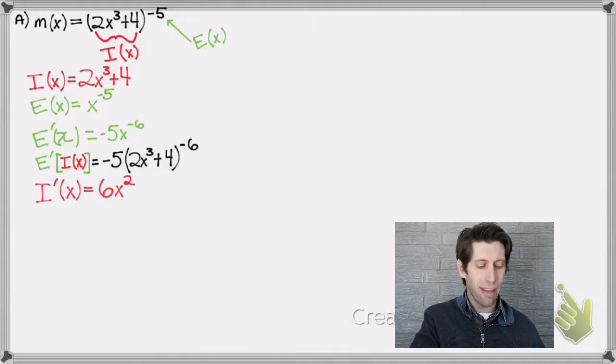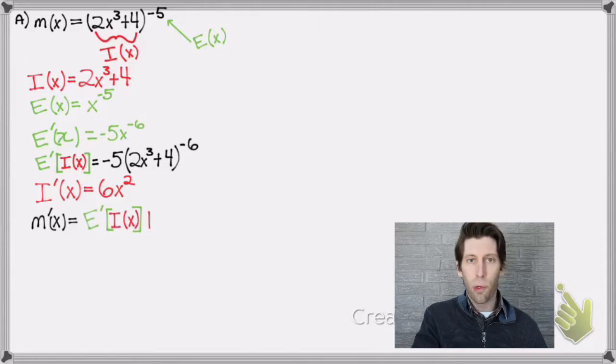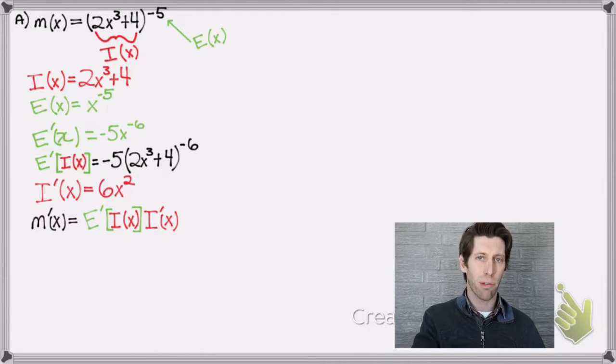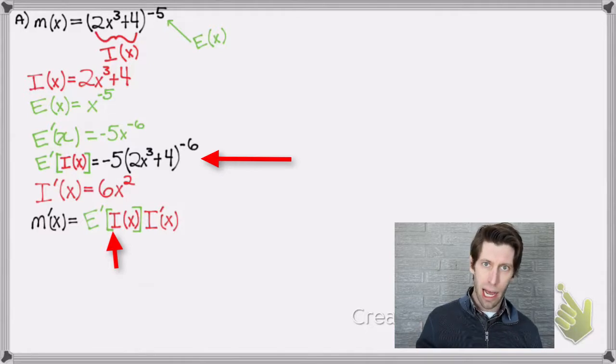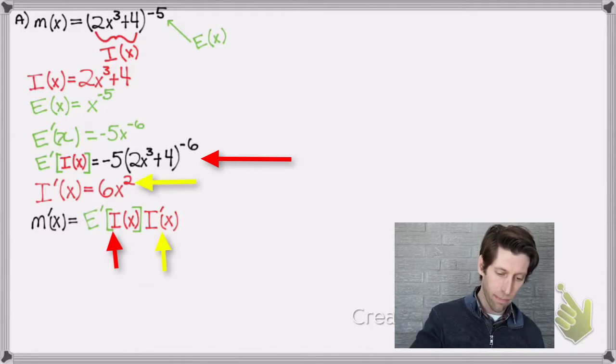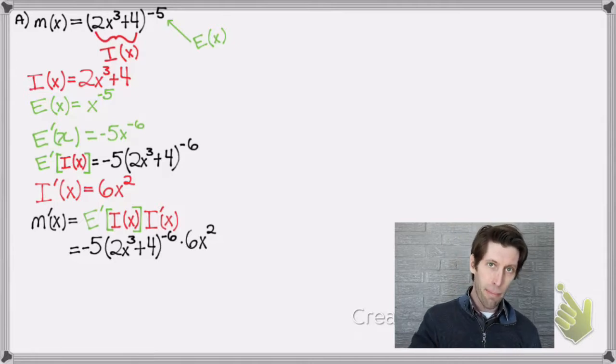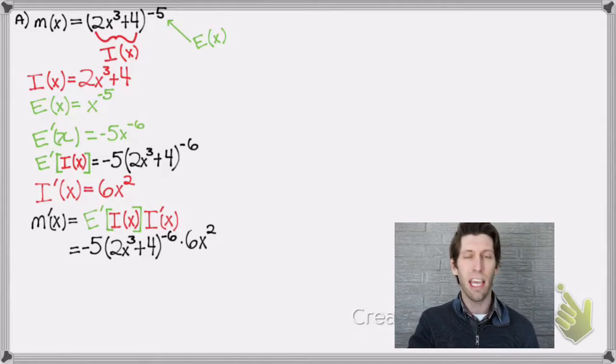Next up, we need to differentiate the inside function, I prime, which is 6x squared. The chain rule says that the derivative of m is the derivative of the exterior function, or the outside function, with the inside function plugged in, all multiplied by the derivative of the inside function. Now, we put all of these pieces together, and what we get is m prime is negative 5 times the quantity 2x cubed plus 4, all raised to the minus sixth power, multiplied by the derivative of the inside, which in this case is 6x squared, which we found above.